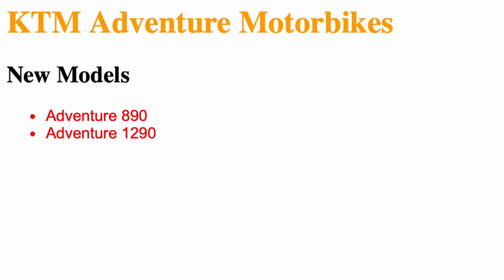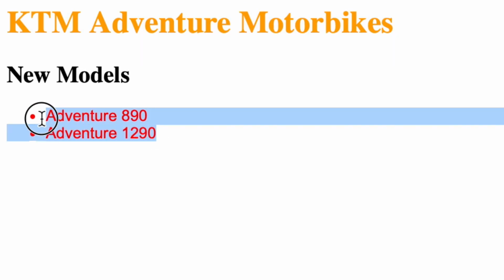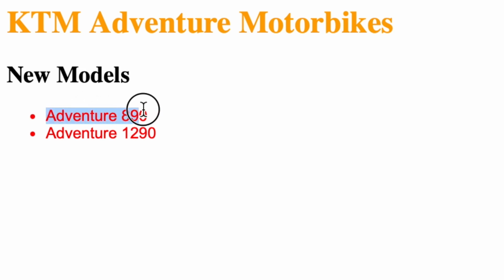So just out of interest, I've loaded the HTML file into a browser, and you can see that the HTML file is successfully linked to the external CSS file, which is stipulating the presentational control of the KTM Adventure Motorbikes title, as well as the list items within the unordered list within our HTML file.